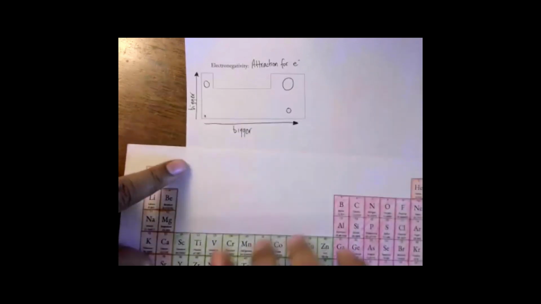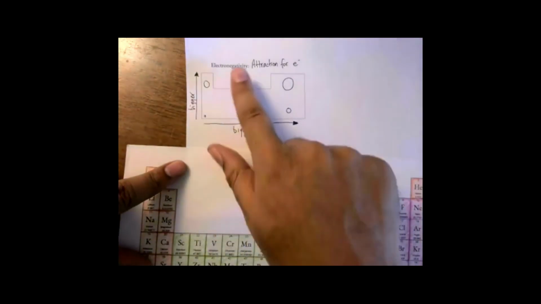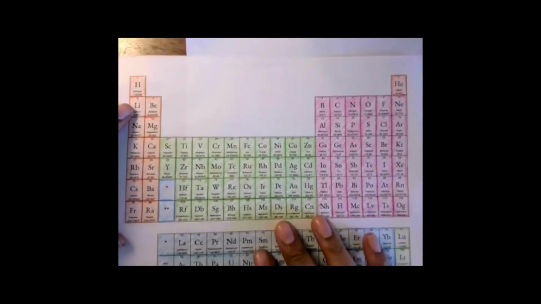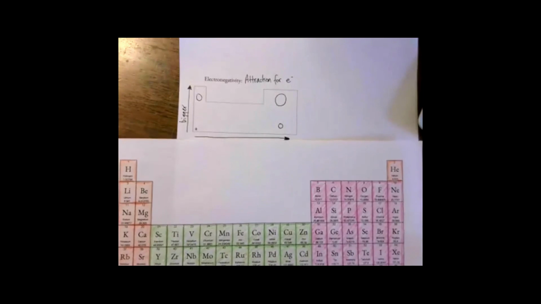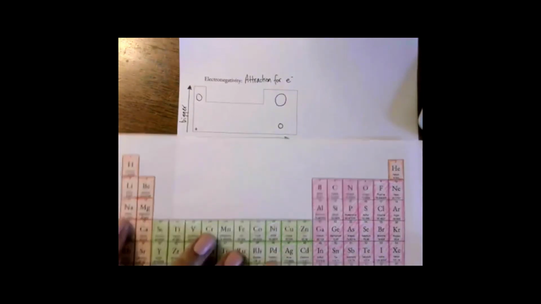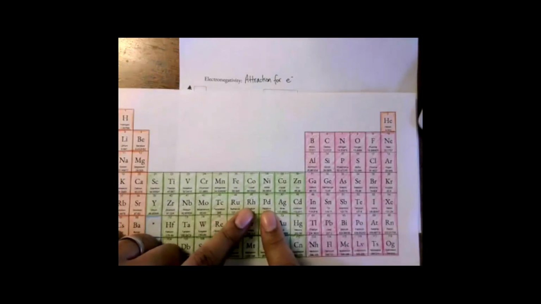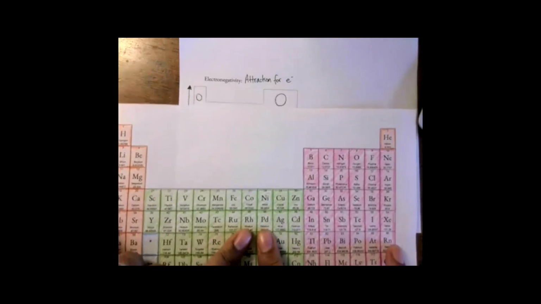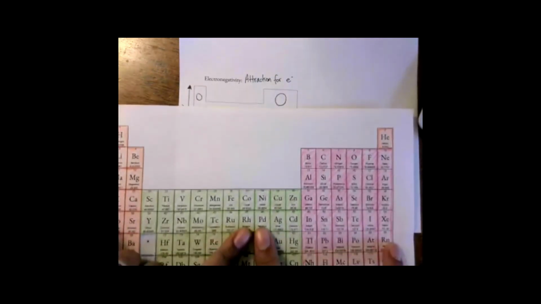All right, let's go on to the opposite, smaller electronegativity. Which one would be smaller? I got to do it this way. Smaller. Rh or Pd? Rh or Pd? Which one would be smaller? Smaller. Between Rh or Pd?